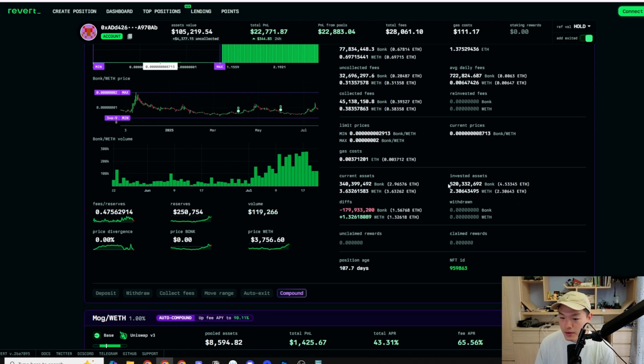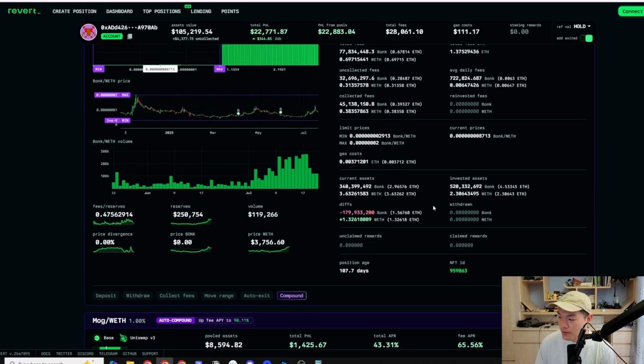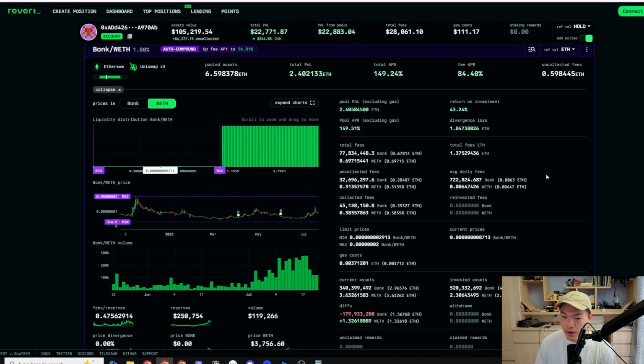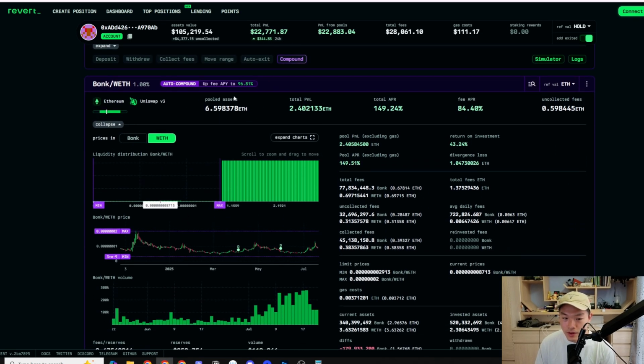So I'm actually gaining a net Ethereum on my capital as the price drifts upward, because whatever Bonk I invested in this pool, you can see this amount of Bonk here actually is getting sold more and more into Ethereum, right? And you can see the log here. I started with 5.36 Ethereum. Now my LP value is worth 6.59 Ethereum with no additional capital while earning some really nice fees. And I'm not even compounding all of my fees, right?